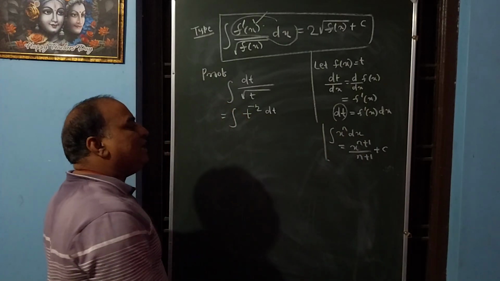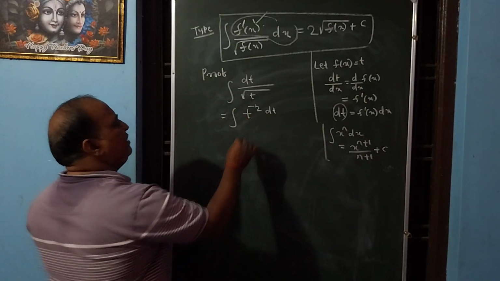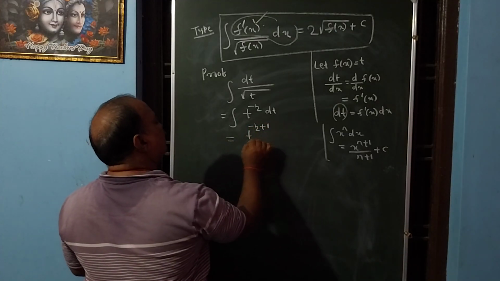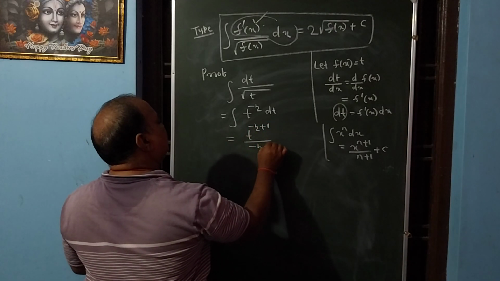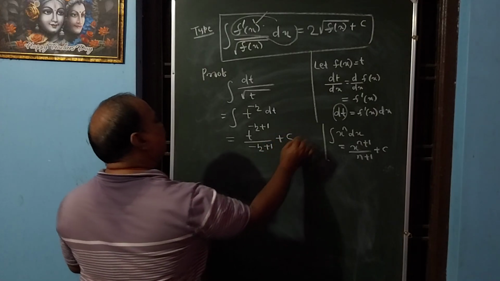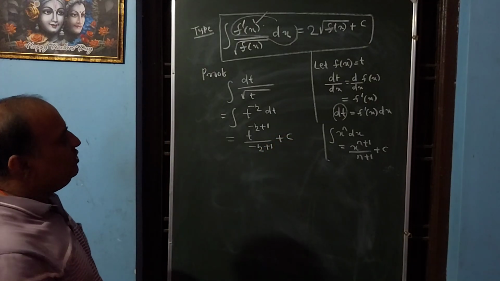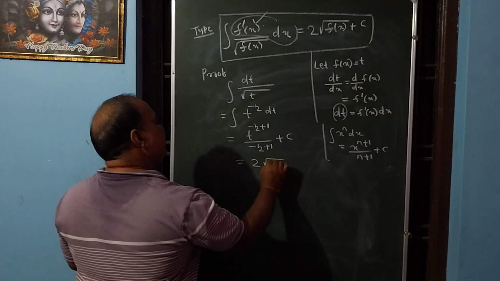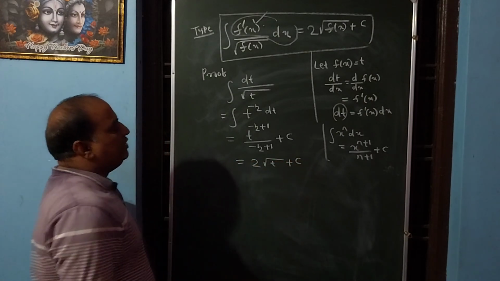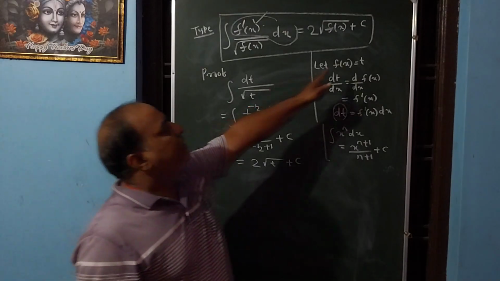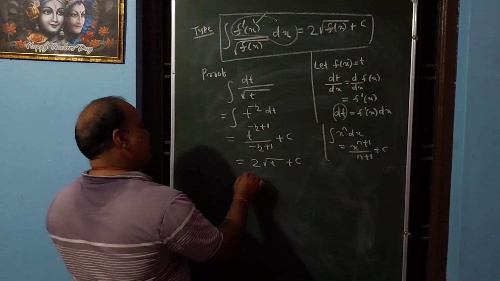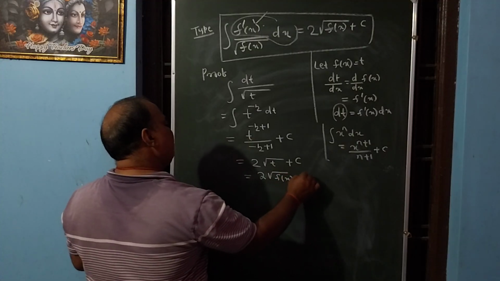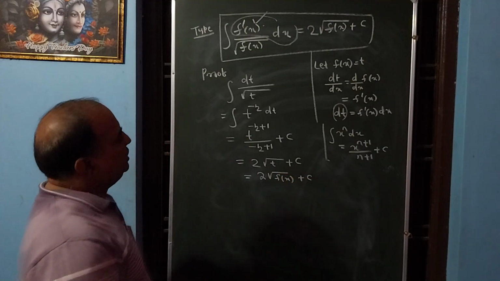Okay, so using that formula we get t to the power minus half plus 1 divided by minus half plus 1 plus c. So after simplification we get 2 root over of t plus c. So in place of t you have to put f x. So we get 2 root over of f x plus c. Okay, so this is the proof.